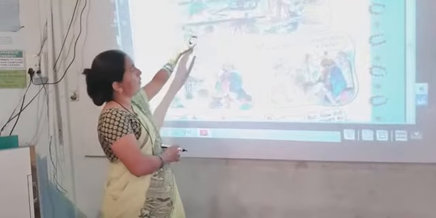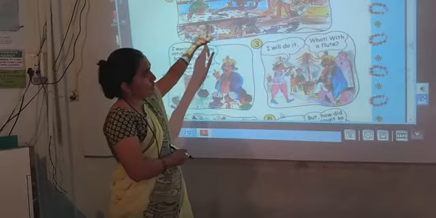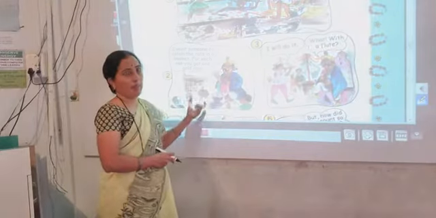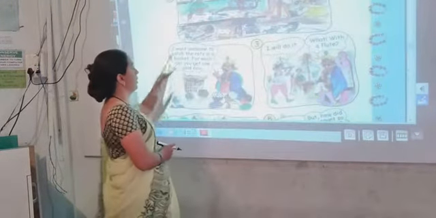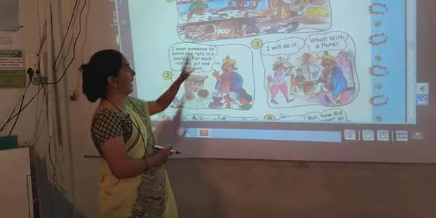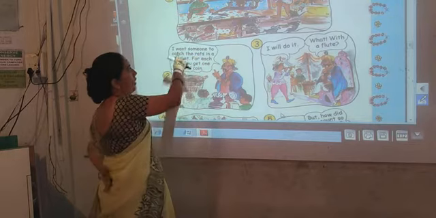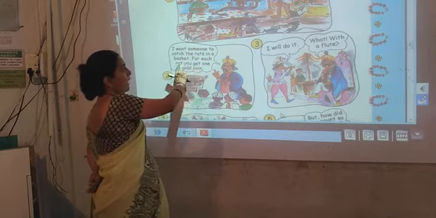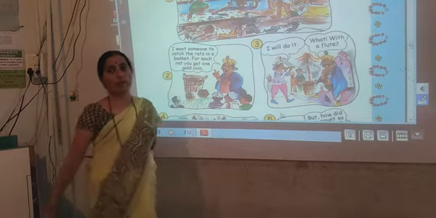People are very frustrated because of these rats. So they have gone to the king. People have gone to the king. I want someone to catch the rats. Now the king said that I want someone to catch the rats in a basket. For each rat you get one gold coin.